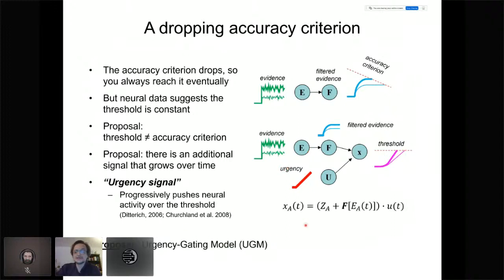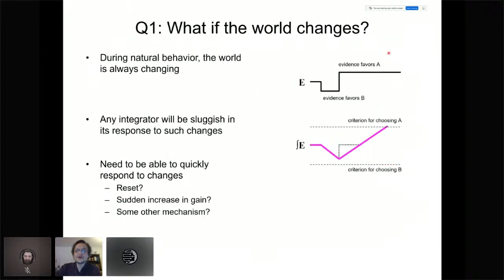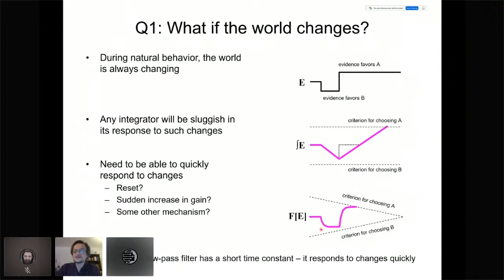So this is the urgency gating model. The basic proposal is that it's not really an integrator. You start at a prior, then you filter the evidence with some kind of leaky integrator, a low-pass filter, but you multiply it by some urgency signal. Now, this addresses that first question that I raised: what if the world changes? Well, the advantage of a low-pass filter is that it'll respond to changes quickly because it has a short time constant. And yet, it will still make a decision because the criterion is collapsing, and at some point, it's going to be forced to make a choice.